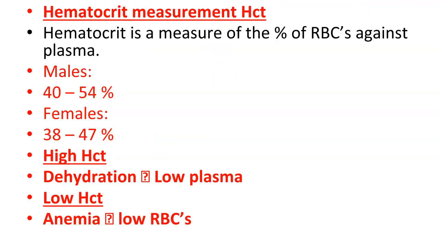Now, the hematocrit is a very simple and inexpensive test that can be done very cheaply at a doctor's office. It consists of drawing blood into a very thin capillary tube. Then the blood is spun at high speeds to separate, so that the red blood cells will be separated from the plasma.